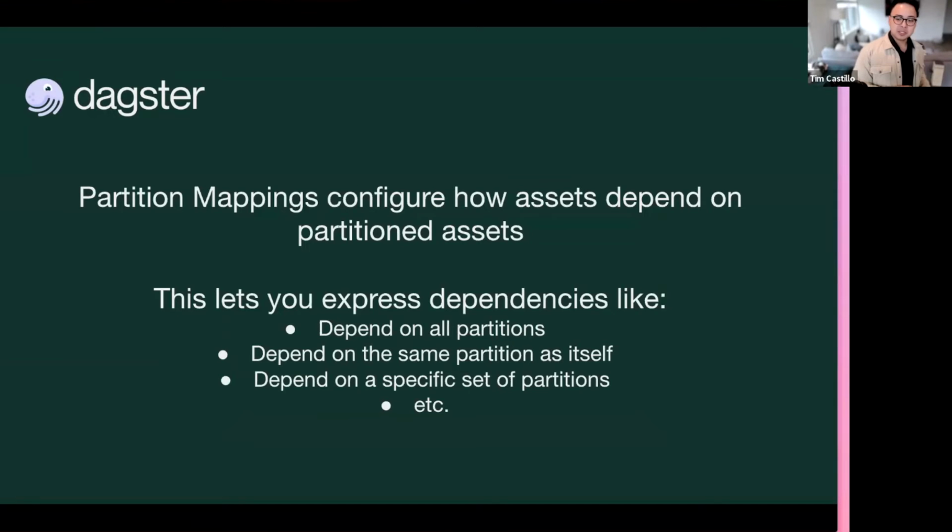To define these relationships between assets and the upstream partitions they might depend on, Dagster provides a configuration called partition mappings. This lets you express dependencies, like depend on all partitions of its parent, which is useful if you have an unpartitioned asset depend on a partitioned asset. Or depend on the same partition as itself, if you have two assets that are partitioned the same way. Or you can depend on a specific set of partitions, such as one weekly partition should wait for its upstream's 7 days of partitions respectively, and so on and so forth.